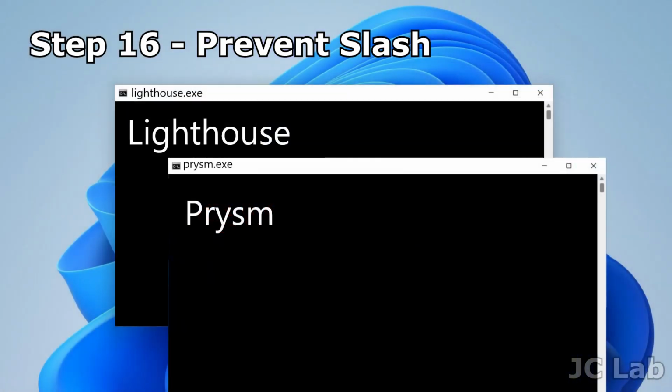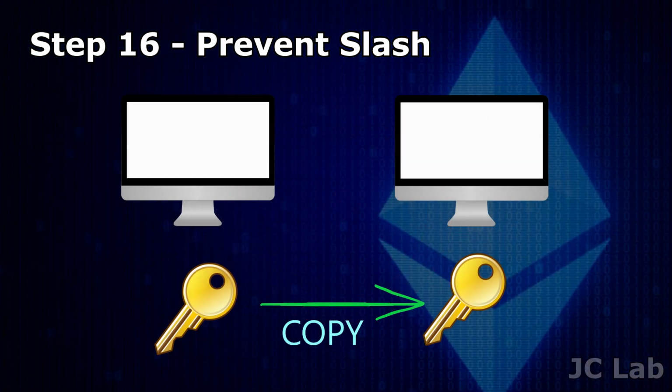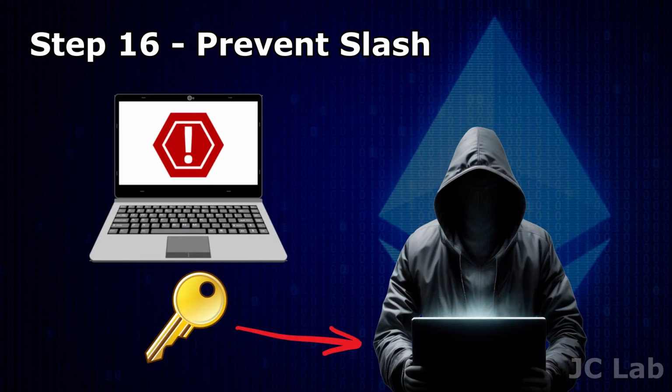To prevent slashing, never run two consensus clients in the same computer. Never put validator keys in multiple computers, unless you are 100% sure only one computer will ever run a consensus client. Never leak your validator keys.